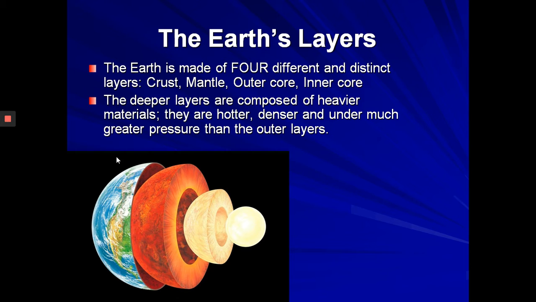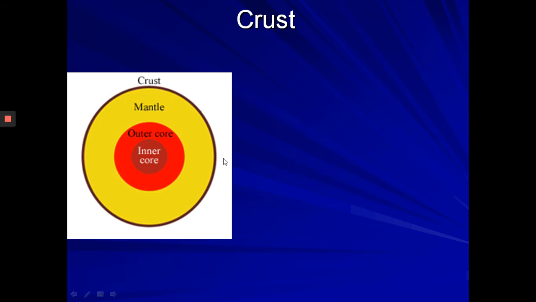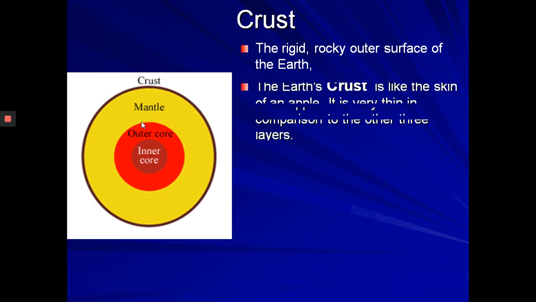So here is a picture representation of these four different layers. Here's the crust, here's the mantle, here's the outer core, here's the inner core. Starting with the crust. The crust is a rigid, rocky outer surface of the Earth, and on the top of the crust is where we live.